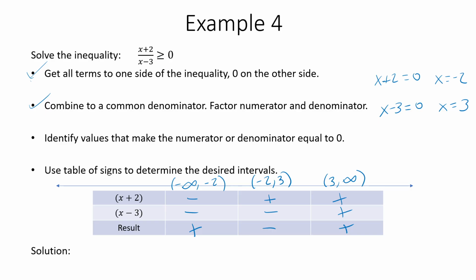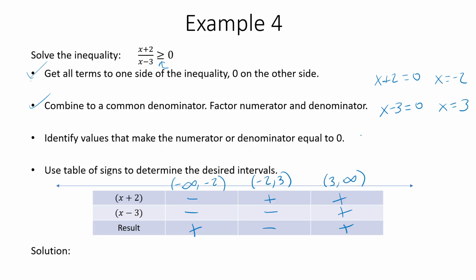Now, this one's a little more tricky, because you have to think about it since it's a rational setup. Now, we obviously know the two intervals that we want. We want from negative infinity to negative 2, and we want 3 to infinity, because those are the two positive intervals, which would make you greater than 0. But we also have this equal to part here. So it's okay if it's equal to 0.